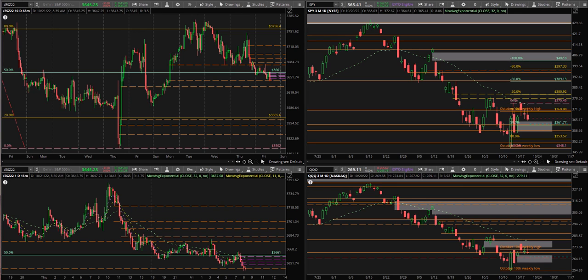Of course, I have my main monitor, and what I have up here on an additional monitor is the ES, the SPY, and the Qs. So upper left is the ES, that's on the 65-minute, and then lower left is the 15-minute. I like the slower time frames.